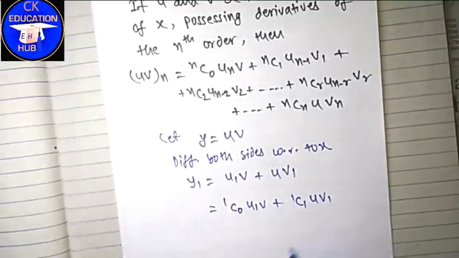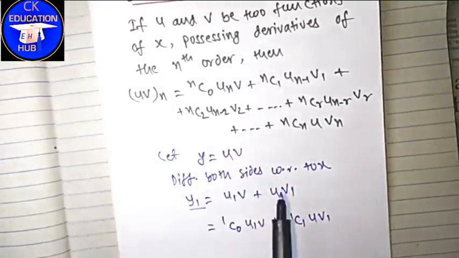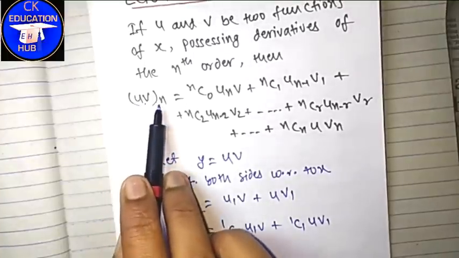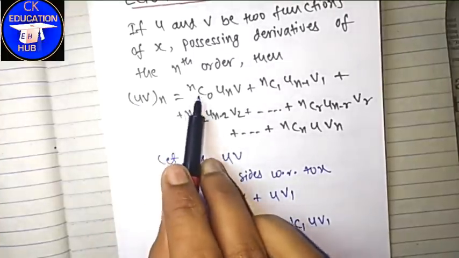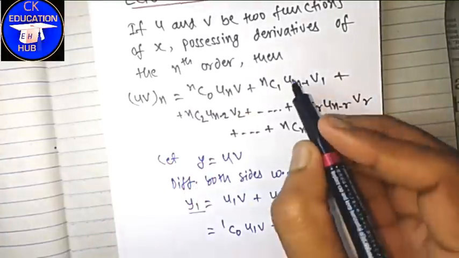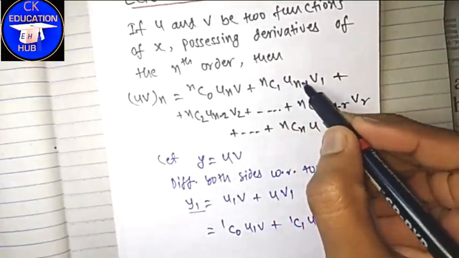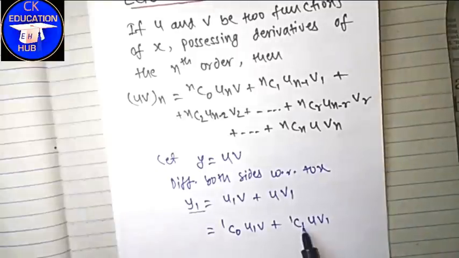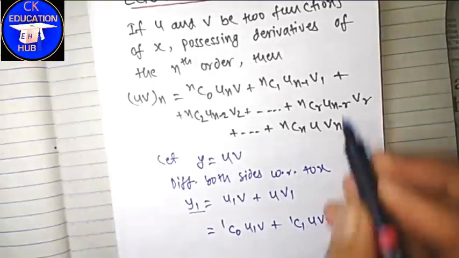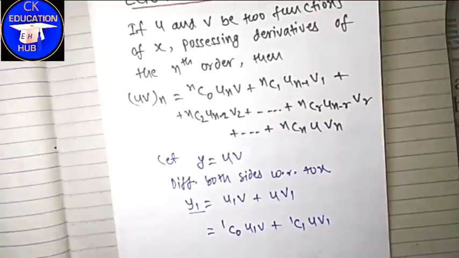Now here we can see that y1 satisfies the Leibniz theorem, as here (uv)_1 is equal to 1C0 u1 v plus 1C1 u0 v1, that is 1C1 u v1. u0 means u, the function itself. We are not differentiating the function u.